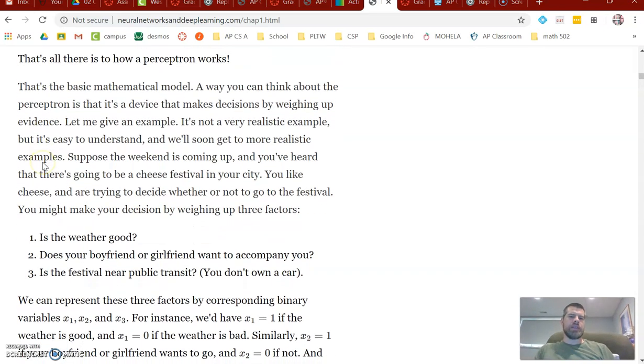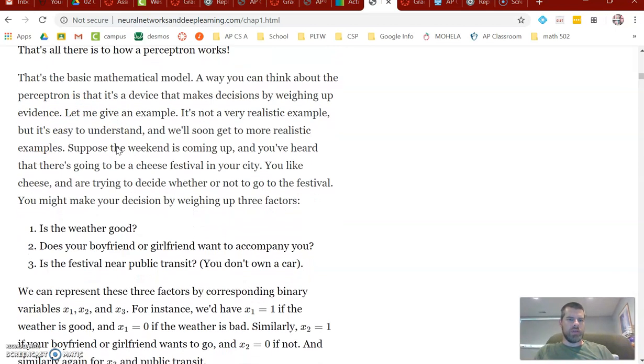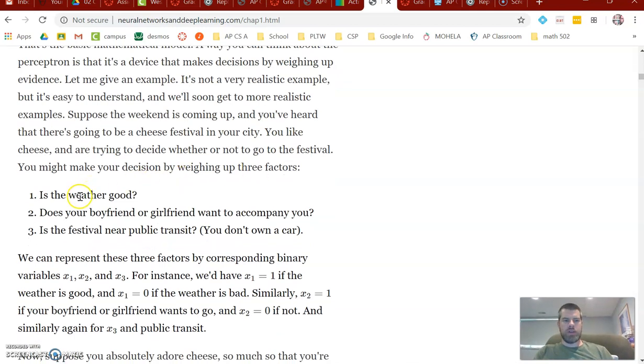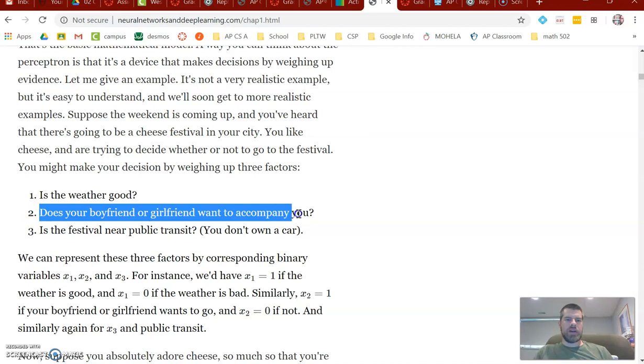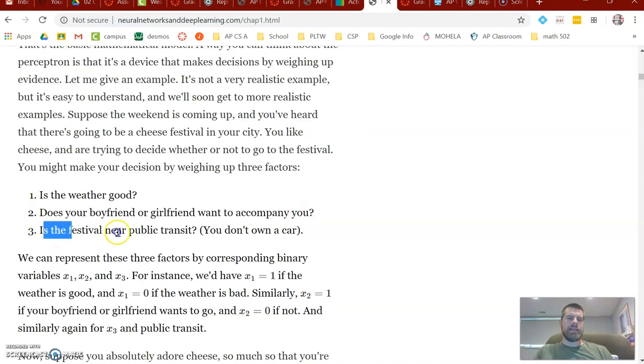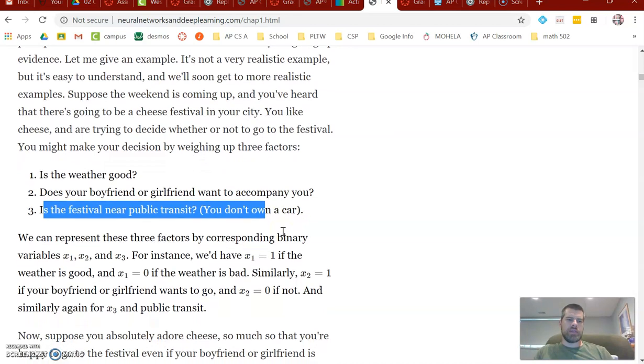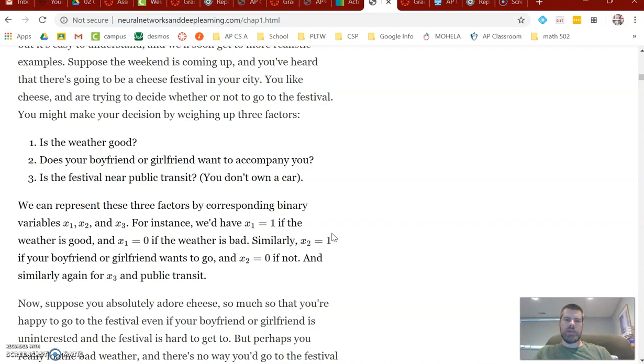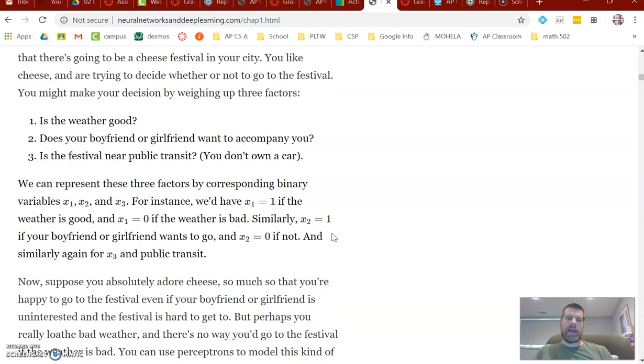So this example is, am I going to go to this festival? Okay, so there are 3 factors. Is the weather good? Does my significant other want to come with me? And is there public transit that I can use? And so these are 3 input values that are going to go into this perceptron. And some of these we might want to weight more than others. So it goes into detail about, well, if the weather isn't good, like that's really a deciding factor. Like if it's rainy, just forget it, I'm not going at all. So we might weight that one more.